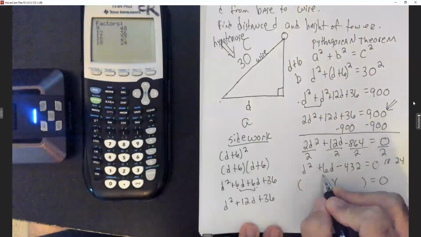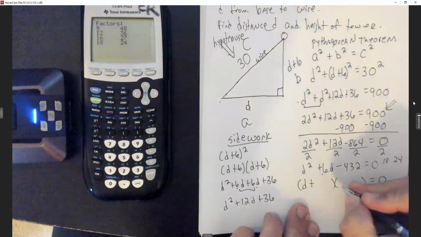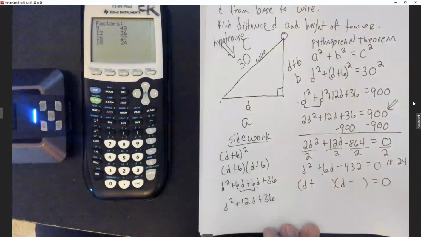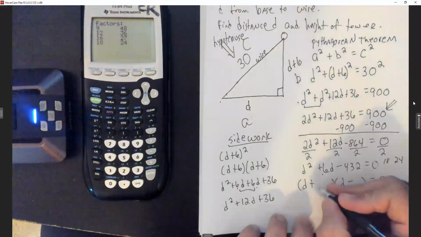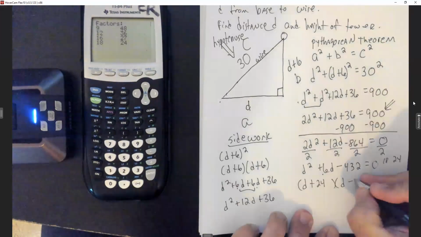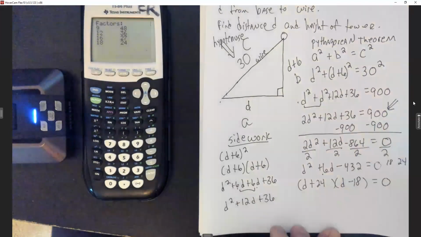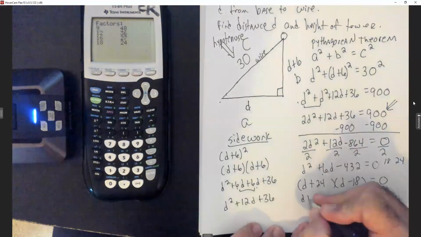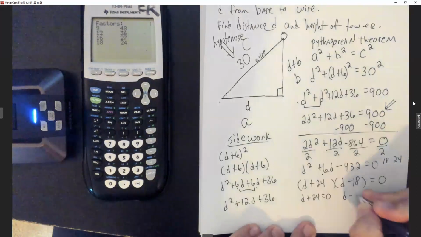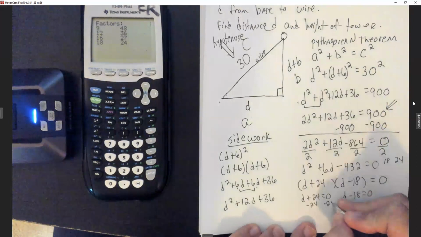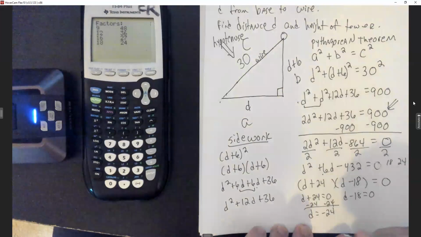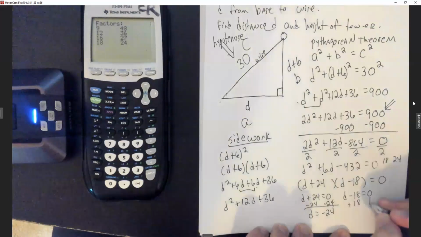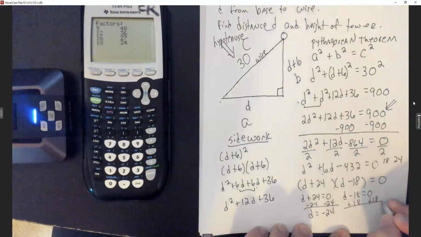So I got a D plus and a D minus. Remember, the larger factor has the same sign as the middle, so the 24 will be positive and the 18 would be negative. And then set both of them equal to 0. So this one will give you negative 24. Second one, you would add the 18 and get D equals 18.